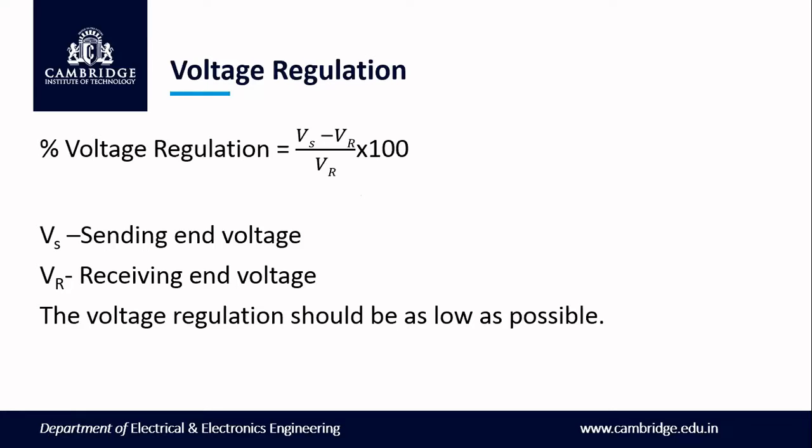Next is the voltage regulation. The voltage regulation is also represented in terms of percentage. So regulation is nothing but the difference between the sending end voltage and the receiving end voltage with respect to the receiving end voltage, where Vs is the sending end voltage and Vr is the receiving end voltage. We should see that the voltage regulation is as low as possible.